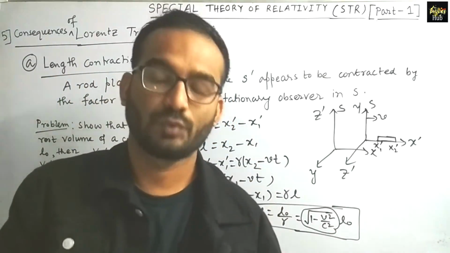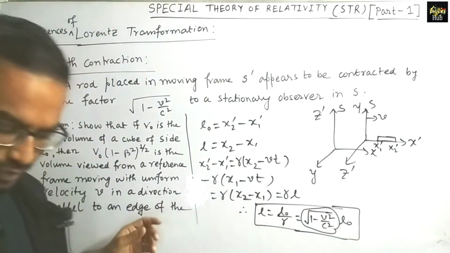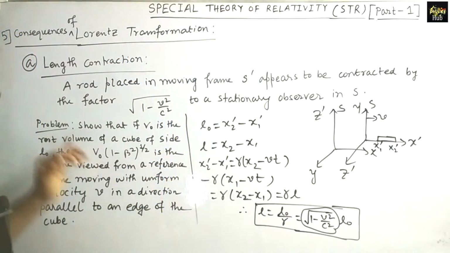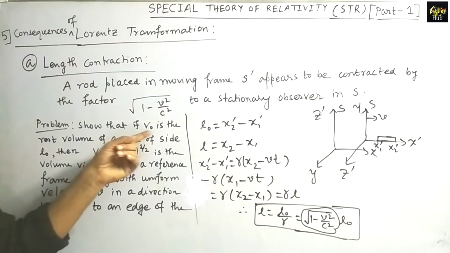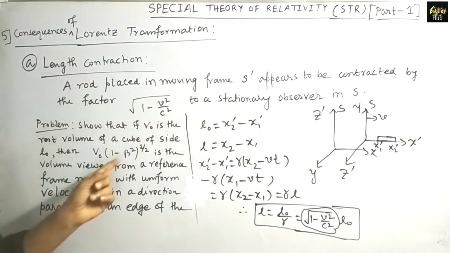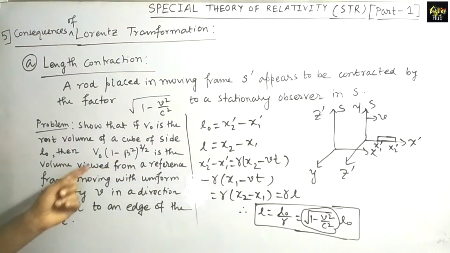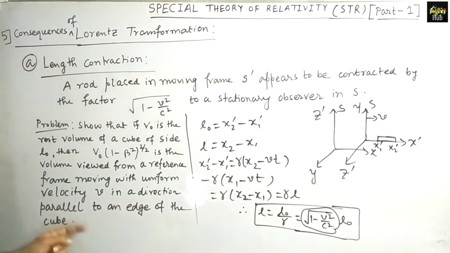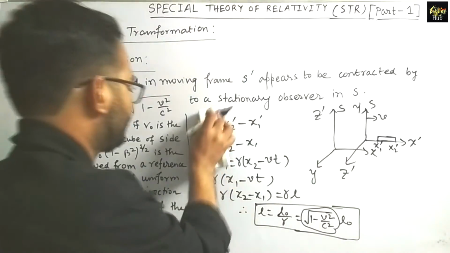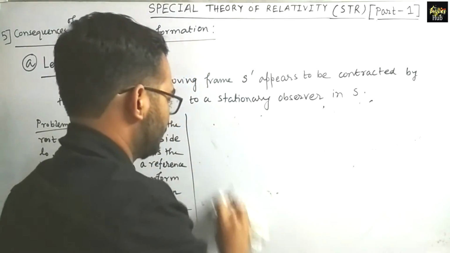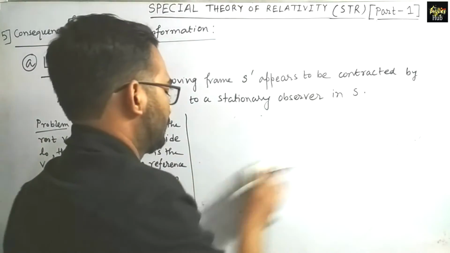Now let's solve some problems based on this. This is a problem based on length contraction. The problem says that if V naught is the rest volume of a cube of side L naught, then V naught into (1 minus beta square) to the power half is the volume viewed from a reference frame moving with uniform velocity v in a direction parallel to an edge of the cube. So let's consider the cube. Let's draw the cube first, and we'll check what you will get.